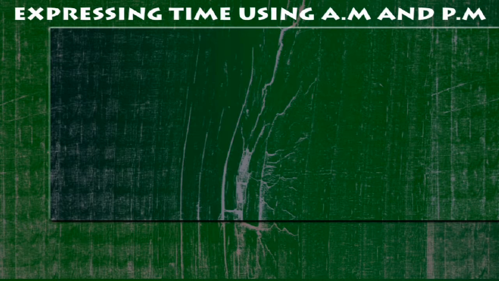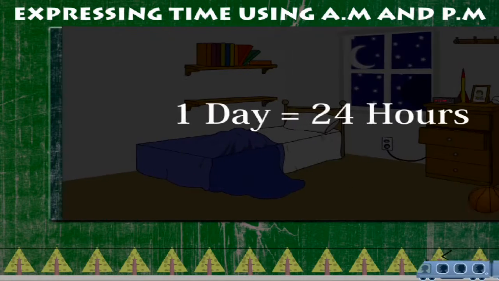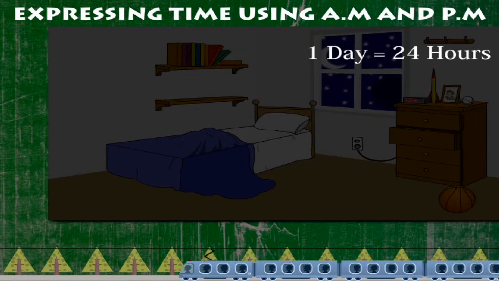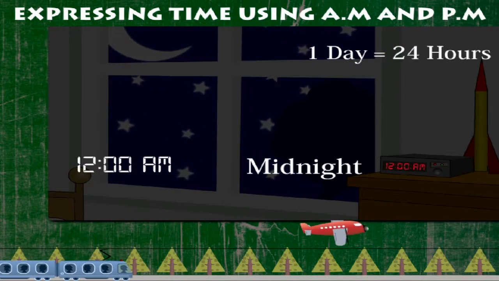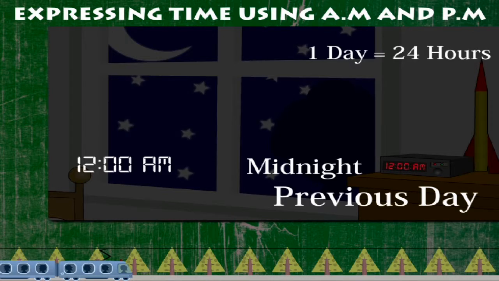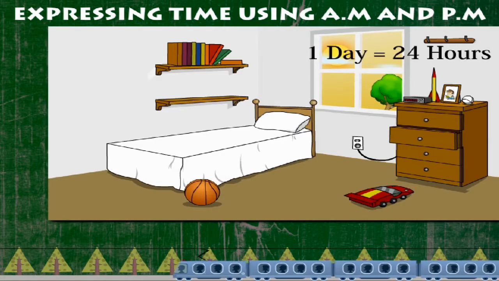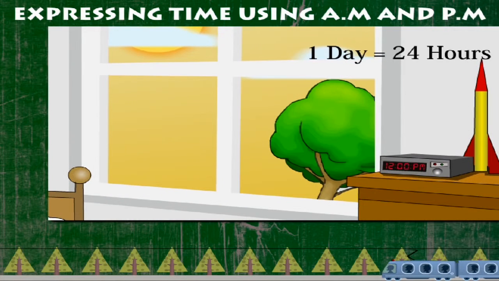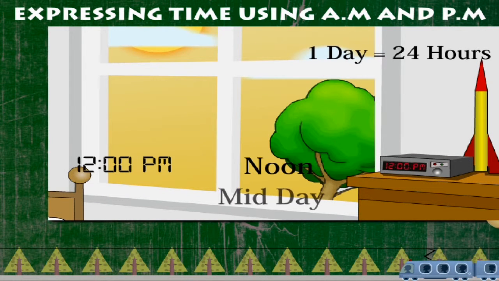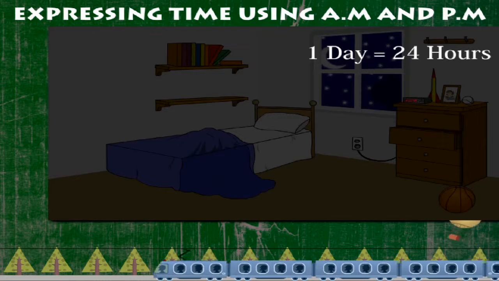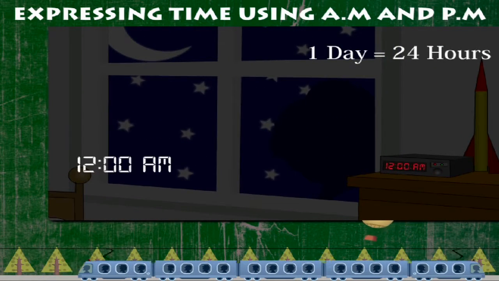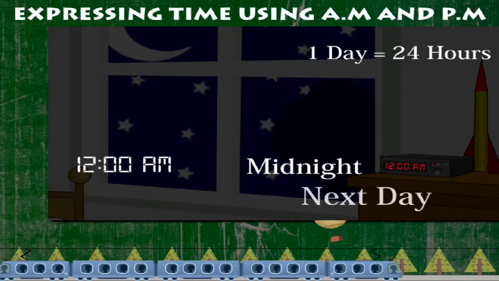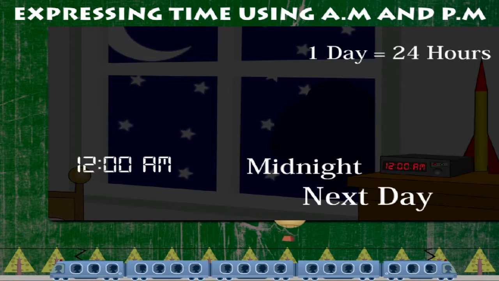Expressing time using AM and PM. It's night time and one day has 24 hours. The clock reads 12 AM. It is midnight of the previous 24-hour day. It is noon now. The clock reads 12 PM. It is noon or midday. 12 hours later, the clock again reads 12 AM when it is midnight of the next day.